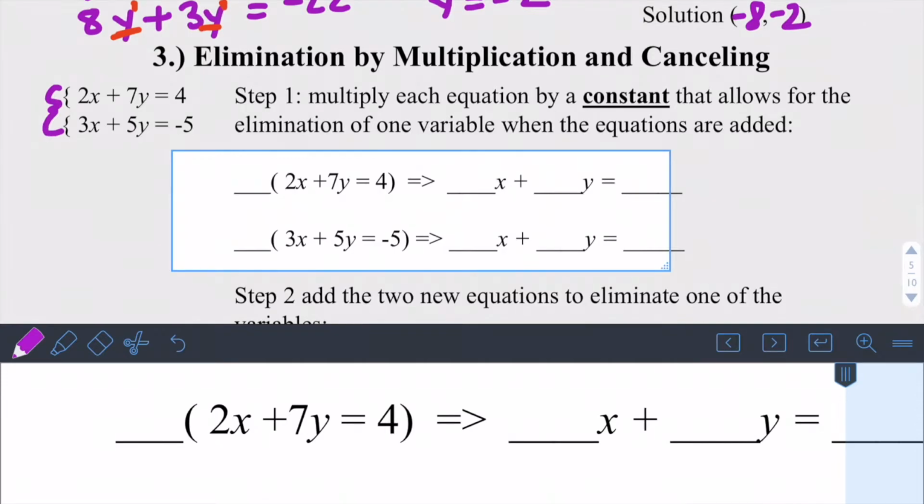I want to get these two variables to go away, this one and this one. So I want to multiply this by 3. That way I can get a positive 6x. Now I need a negative 6x here. So I need to multiply that by negative 2. And you've got to use the distributive property and distribute these into every term of the equation.